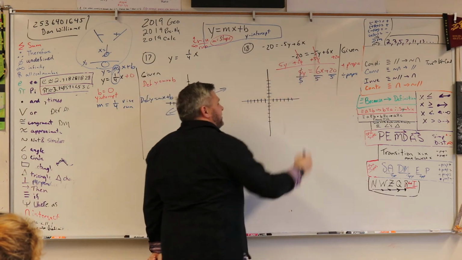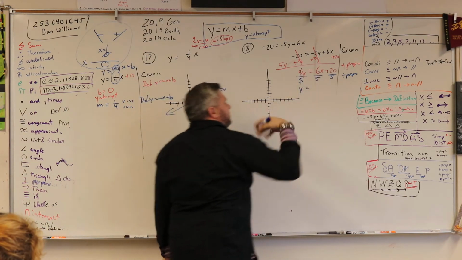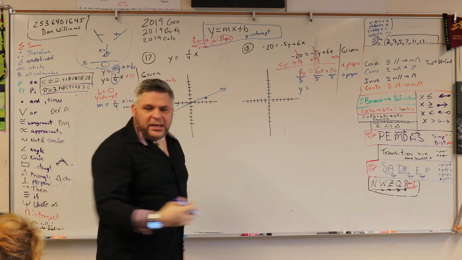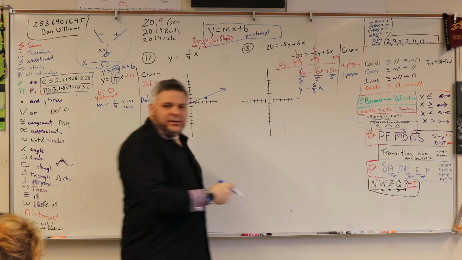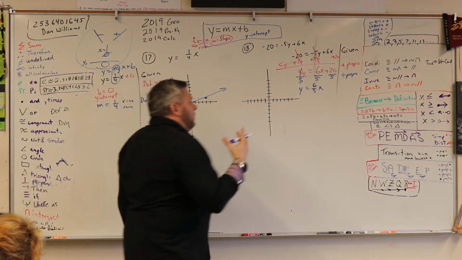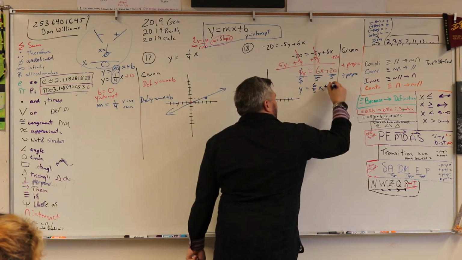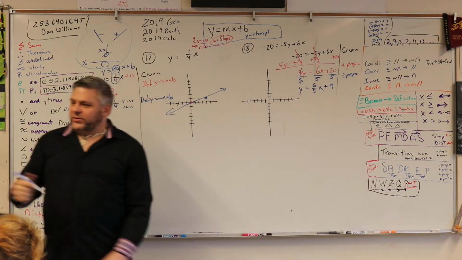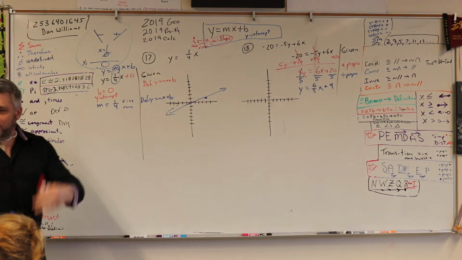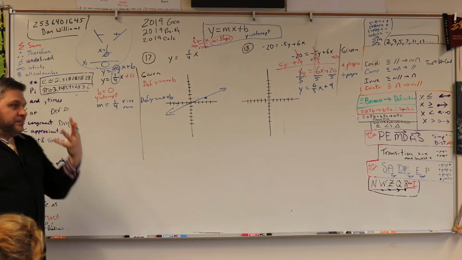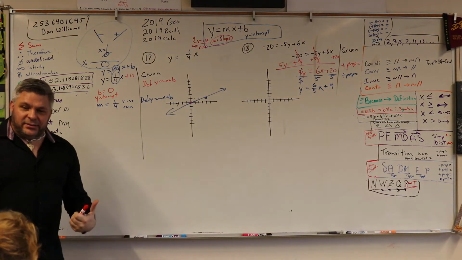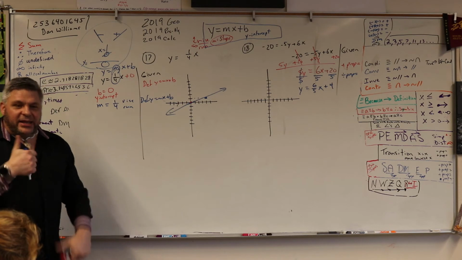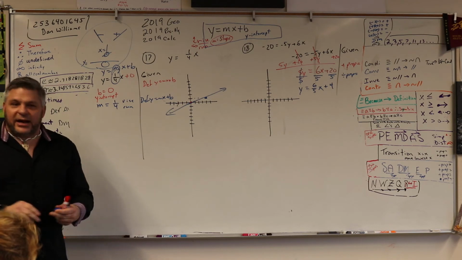This 5 cancels, so I get y equals what? Y equals 6/5 x, right? Plus what? 4, right? Because 5 goes into 20 4 times. Yeah? Okay? Now, do I have my b? Do I have my m? Then I can graph it.